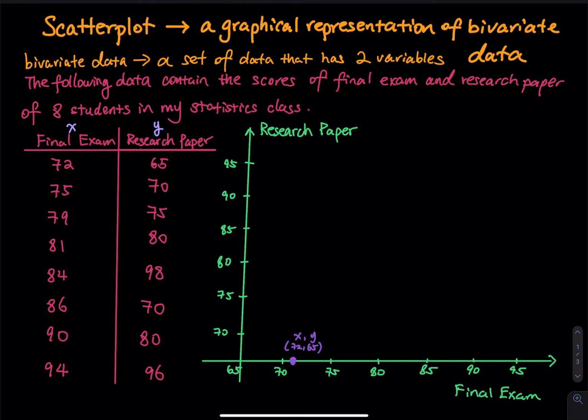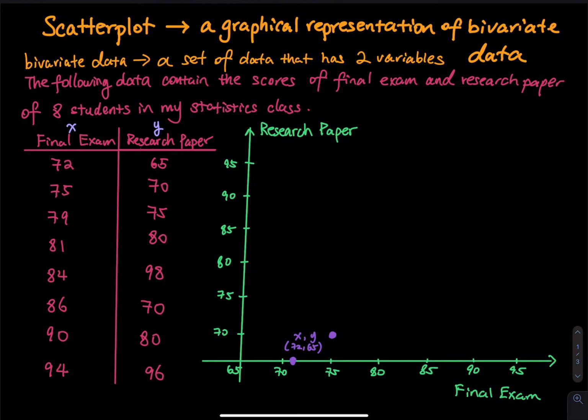And then the next student is 75, 70. So the next student is right here. This point stands for the second student. So x is equal to 75. The x, I will just call that final exam because we are talking about data, right? We are not talking about x and y.